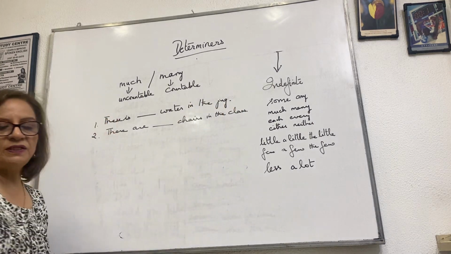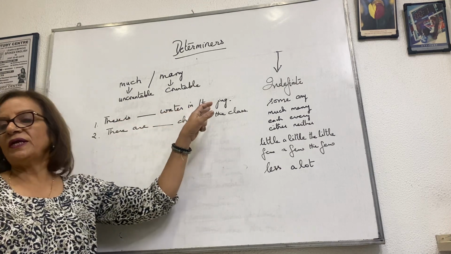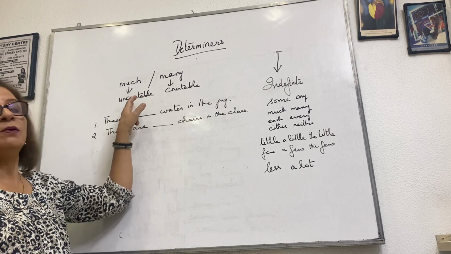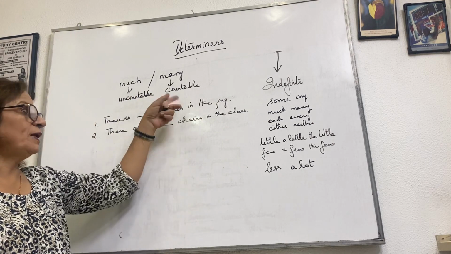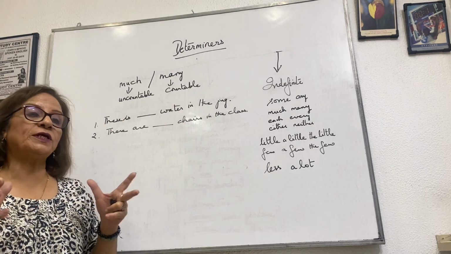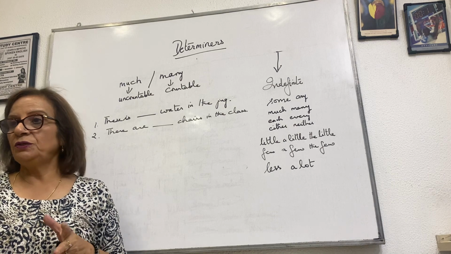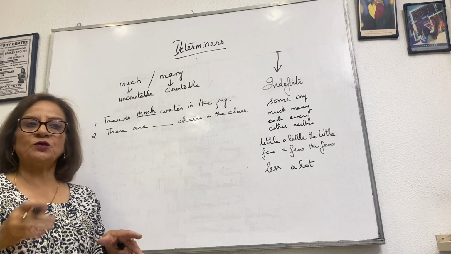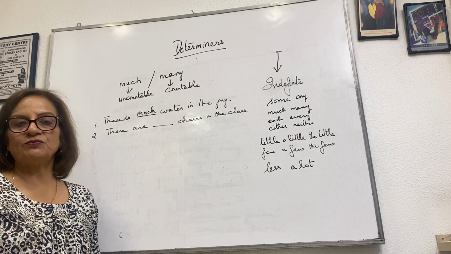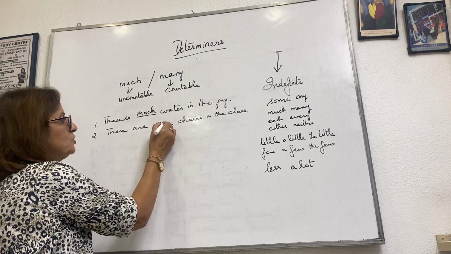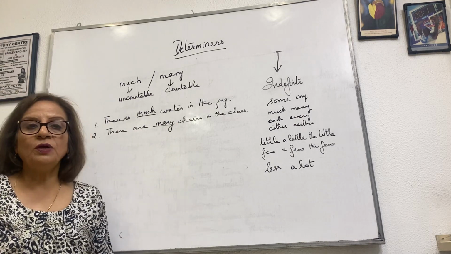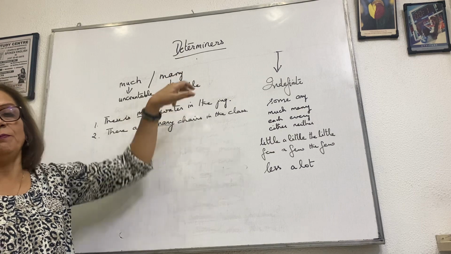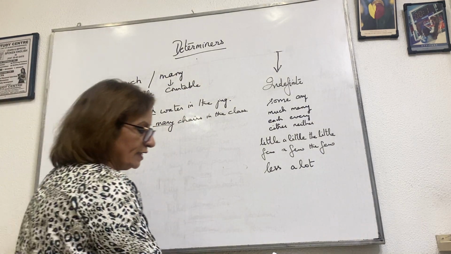Okay. Now see these two sentences. There is dash water in the jug. And second sentence, there are dash chairs in the class. Like I told you, much we use with uncountable and many we use with countable. Chairs, water. Can we count water? No. So there is much water in the jug. And chairs in a classroom we can count, 1, 2, 3, 4, 5, 6, 7, 10, 12, whatever number. So there are many chairs in the class. So what is the rule? For uncountable nouns we use much, and for countable nouns we use many. Okay?